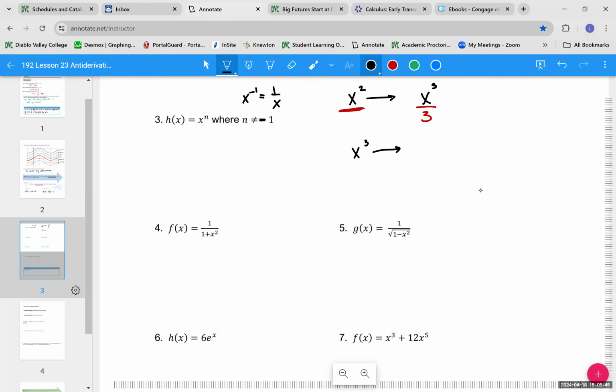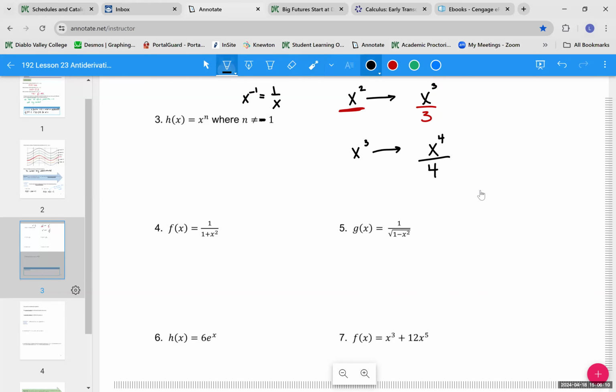Same thing goes for x to the 3rd. I need it to be an x to the 4th. So when I take its derivative, it goes down to x to the 3rd, but I need to put it over 4 to cancel out the 4 that will be the coefficient of the derivative. So do you see a pattern here? If I start with n, what's happening?